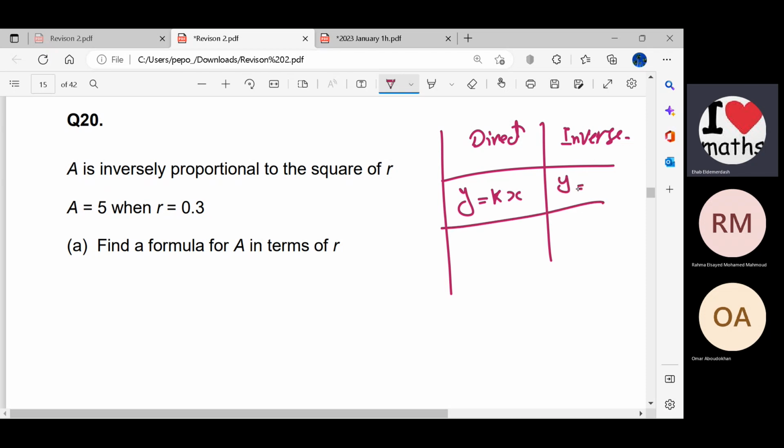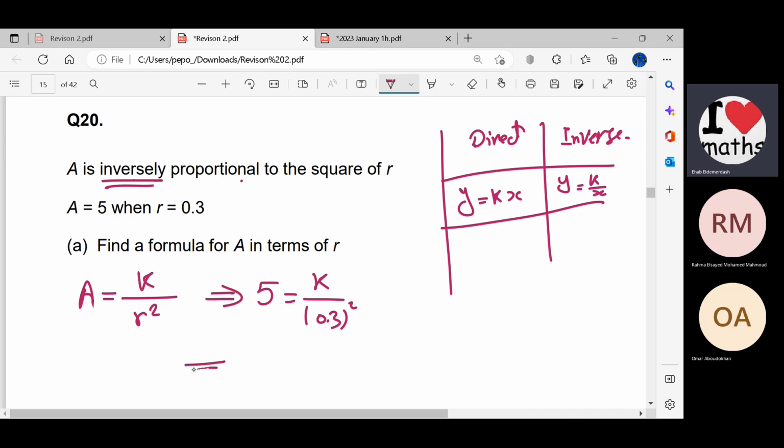If it's inverse, y is equal to k over x. I'm dealing here with inverse: A is inversely proportional to the square of r. So that means A equals k over r squared. What is my first step to find k? 5 is equal to k over 0.3 to the power 2.